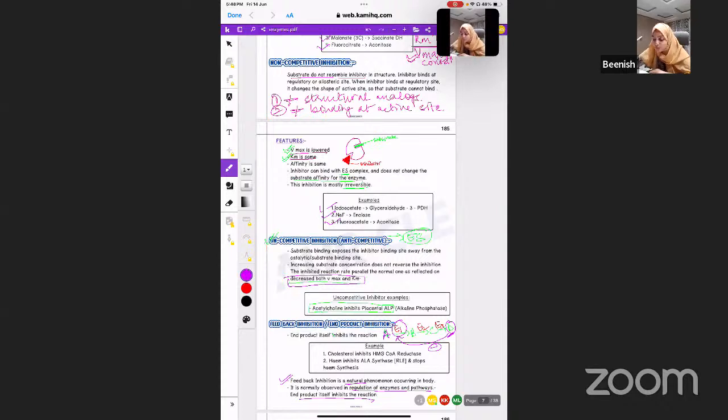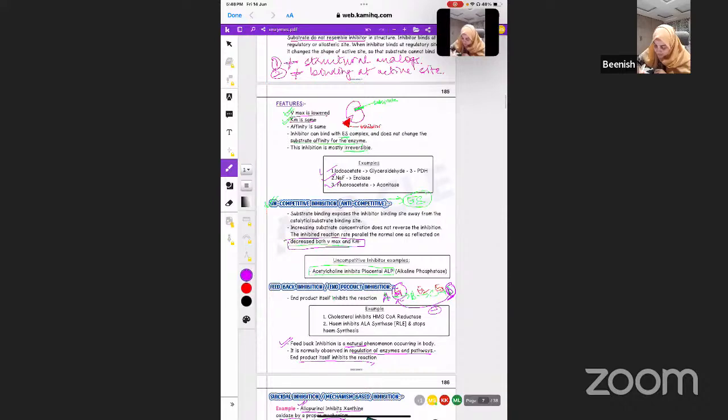Anyway, so what I'm trying to say here is that the end product that is formed is going to inhibit the first enzyme in the pathway. So you see that the end product here is inhibiting the first enzyme E1. So this is known as feedback inhibition or end product inhibition, where your final product is going to inhibit the first enzyme. And this is a natural phenomenon.